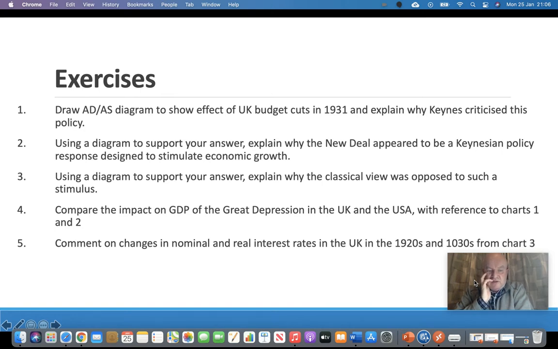Also looking at trying to explain and trying to demonstrate an understanding of some of the things that were going on as far as both the Depression and specifically the Depression and the effect that had both on government policy, both in the US and the UK.